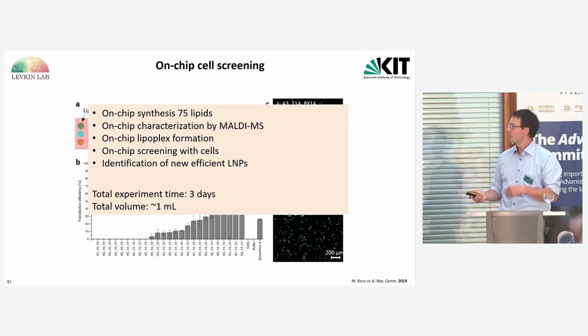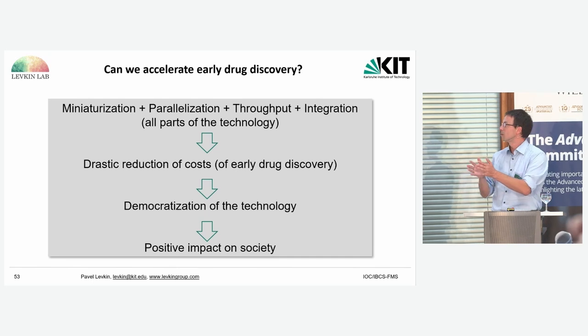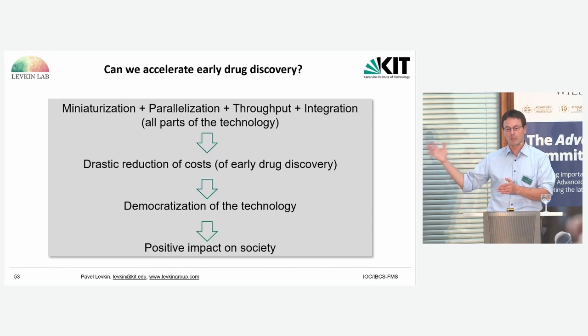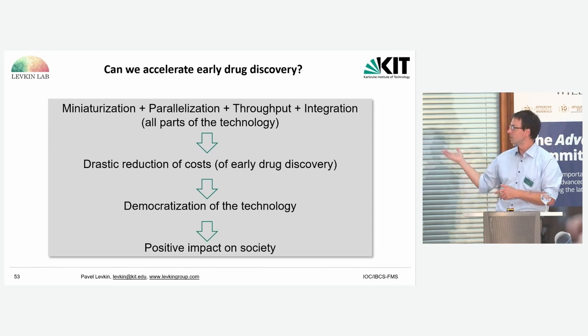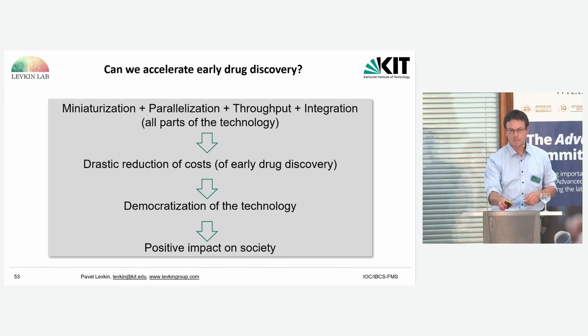solvent. And this is, I think, a good example of how miniaturization, parallelization, high throughput, and integration are important and can actually lead to drastic reduction of costs, for example in early drug discovery, and eventually should lead to democratization of this technology and positive impact on society.